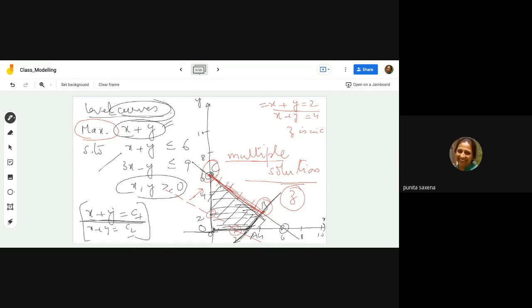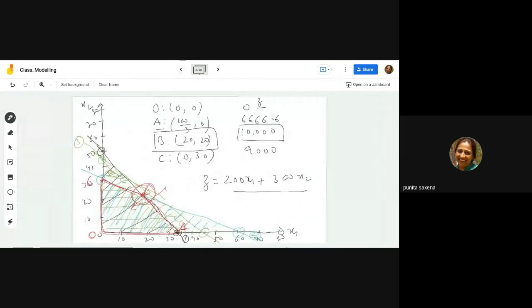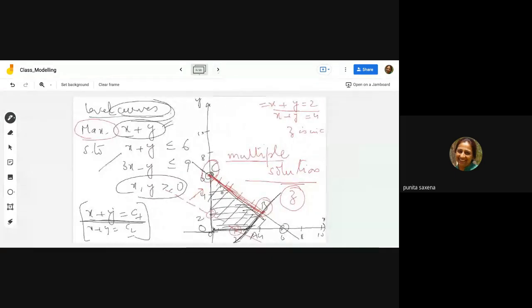Okay. Now, I'm just trying to tell you how your problem can end up. Like in the first case, in this problem, we got a unique solution. Only one choice of x1 and one choice of x2 was giving us maximum Z. This is one situation, a unique solution, right? This is the second situation. Maximum Z is not going to change, but you have multiple solutions to obtain that maximum Z.